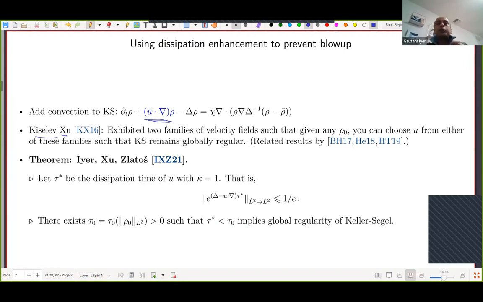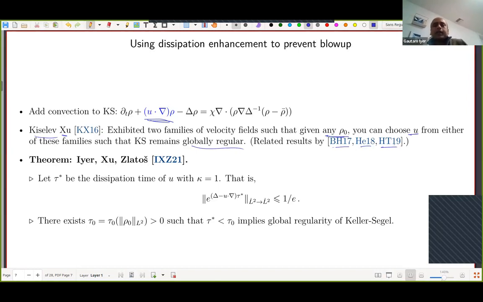They exhibited two families of velocity fields such that, for any initial concentration, it doesn't matter if the mass is bigger than 8 pi or not, I can always find a velocity field u from either of these two families such that if I add advection with the velocity field u, I stop the blow up. Solutions remain globally regular. Then of course there were some related results by Bedrossian and He, and then by Siming He, and one by He and Tadmor.